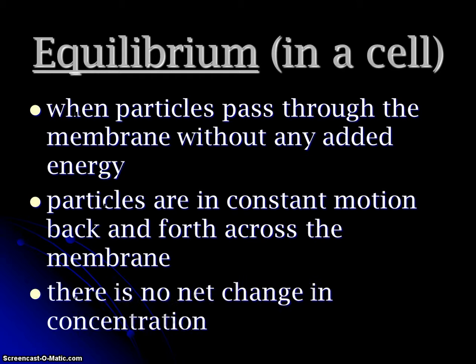I've mentioned equilibrium a couple times. Equilibrium within a cell, being in homeostasis, is when you have particles moving through the cell membrane without any energy added to them. They are moving down that concentration gradient. They are constantly flowing to maintain equilibrium, and there's no net change, which means there's no change outside the cell or inside the cell. There is a constant movement of water in and out of the cell to maintain equilibrium. It's always moving different particles and molecules in and out of the cell to make sure that the inside of the cell is maintaining balance with what is outside of the cell.